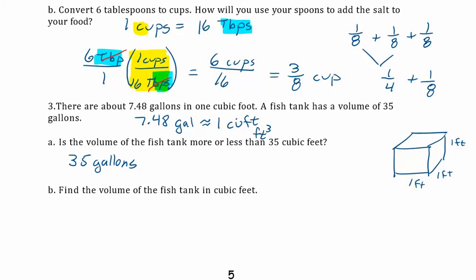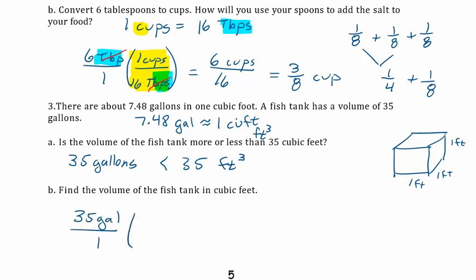Well, it takes 7.48 gallons to make 1 cubic foot. So this is going to be less than 35 cubic feet. 35 cubic feet would be 35 of these 7.5s. 35 times that, right? That's a lot. All right, find the volume of the fish tank in cubic feet. So we want to convert 35 gallons to cubic feet.